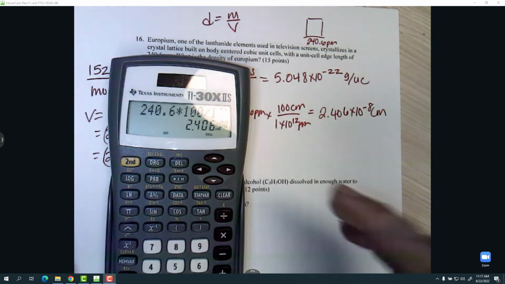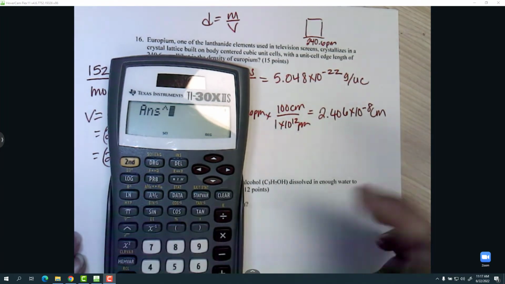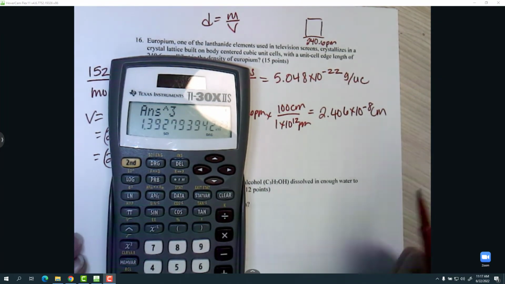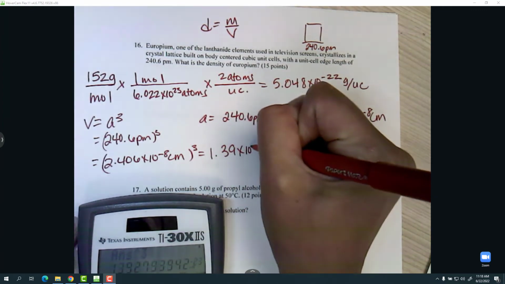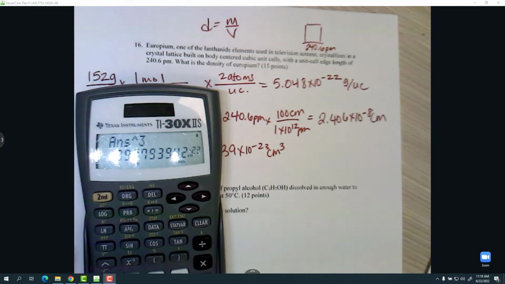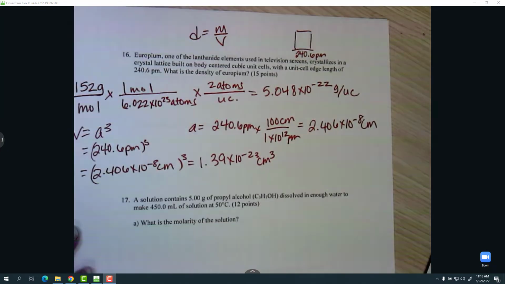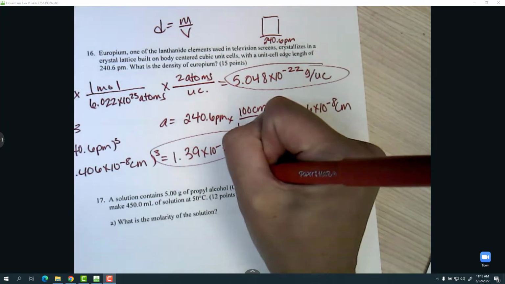And for that, once I have this in my calculator, and a lot of your calculators work the same way, I can just do that and it will put the answer cubed. 1.39 times 10 to the minus 23. All right, and then that's it. I've got my mass, I've got my volume, I just divide them.